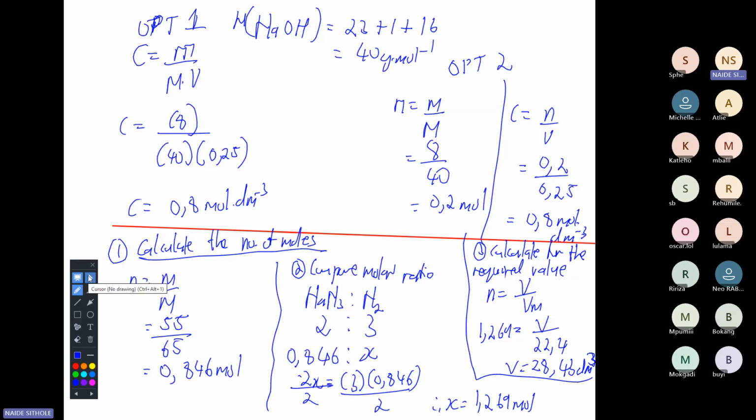Calculate the number of moles, compare the molar ratio, calculate for the required value. Those are the 3 stoichiometric steps.